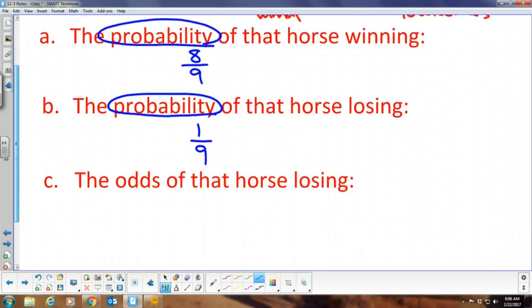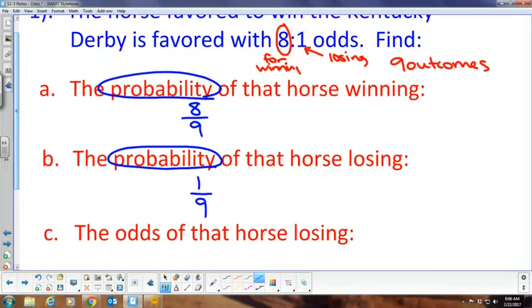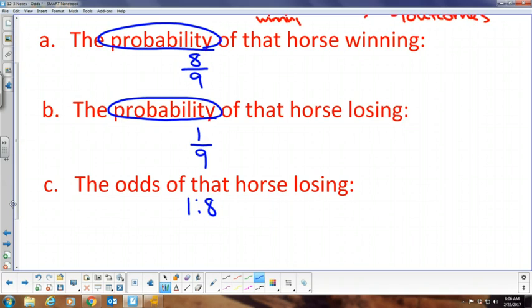So then the next question asks, what are the odds that the horse loses? When it says odds, that'd be odds against, right? So we're going to have losing, colon, winning. How many chances do they have to lose? 1. How many chances do they have to win? 8. Is the number 9 anywhere in there? No. 9 only shows up with probability. So it's 1 to 8 that the horse loses. Is that looking okay to everyone?